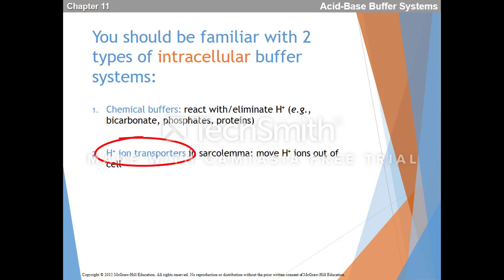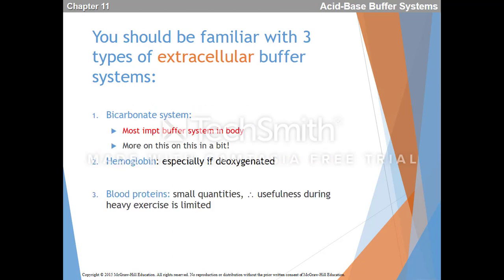Our second type of intracellular buffer system is what we call a hydrogen ion transporter. So hydrogen ion transporters are proteins that are located in the sarcolemma, or the skeletal muscle membrane, and they're responsible for moving hydrogen ions out of the cell. So if we have a lot of hydrogen ions present on the inside of the cell, these hydrogen ion transporters will take them and just push them out into the extracellular environment. And that leads us to our extracellular buffer systems.